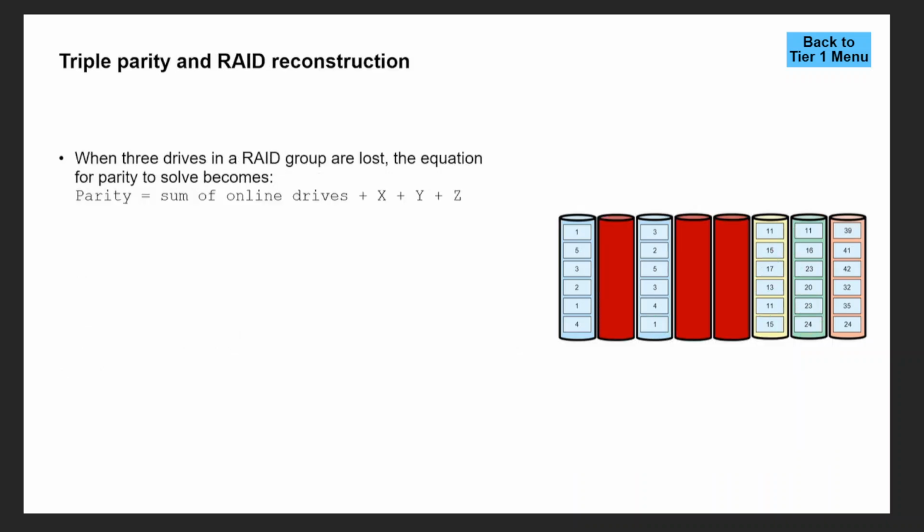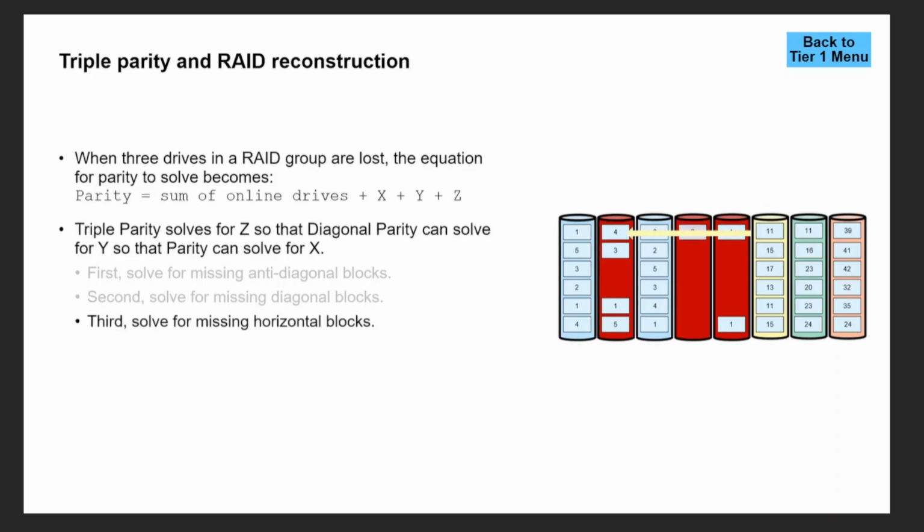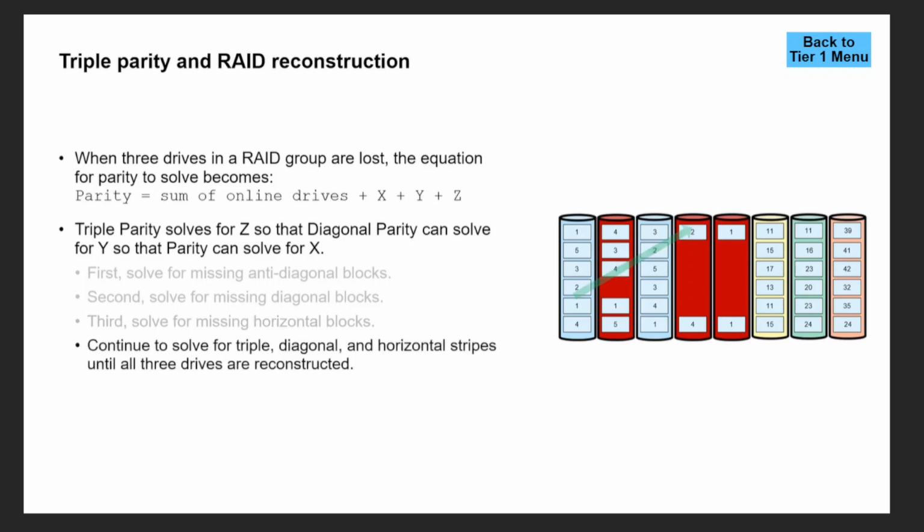A third drive failure results in having to solve for X, Y, and Z in the horizontal stripes. Similar to diagonal parity, you can use the triple parity stripe to solve for Z, where only one block is missing in a triple parity stripe. This step then allows RAID to use diagonal parity to solve for Y in diagonal parity stripes. Now, there are horizontal stripes with only one missing block, so RAID can solve for X. This process continues until all 3 drives have been recovered.